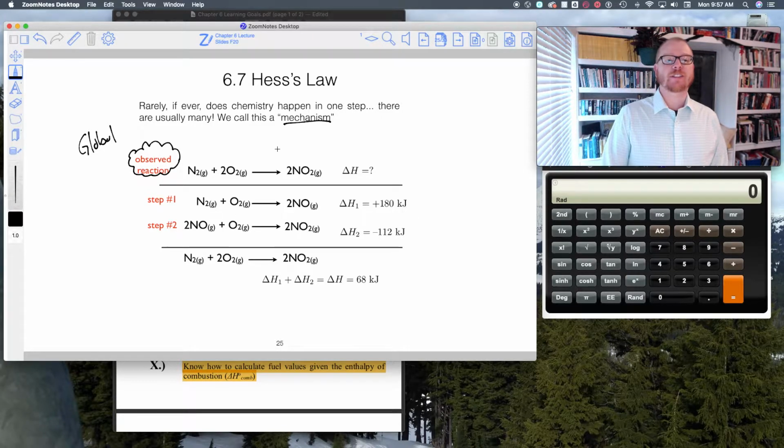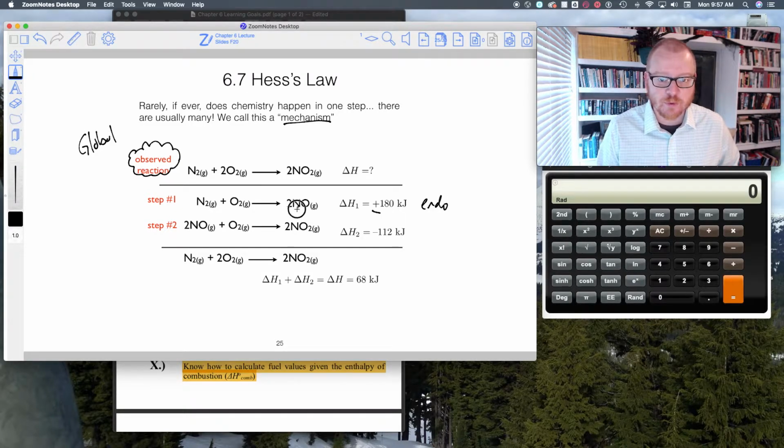Okay, so for this simple reaction between nitrogen and oxygen to make two nitrogen dioxides, it actually starts with step one, where one single nitrogen reacts with one single oxygen and makes two nitrogen monoxides. And we note that that's an endothermic step, that first step being positive 180 kilojoules.